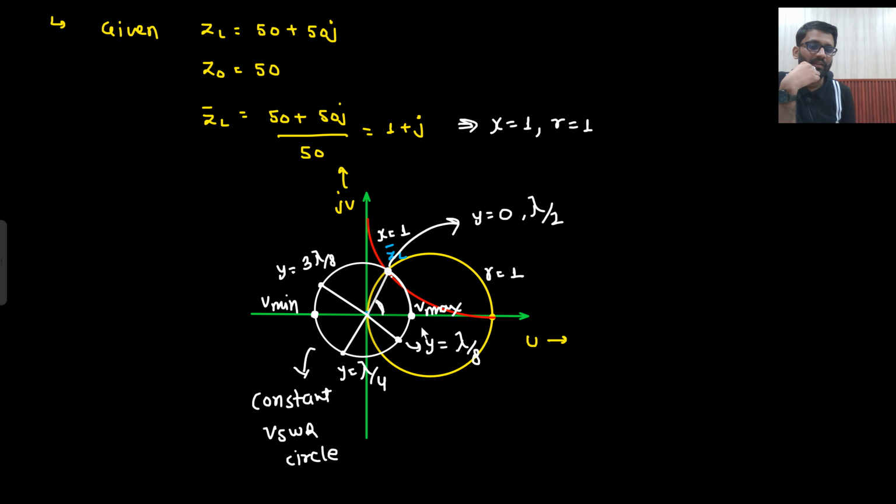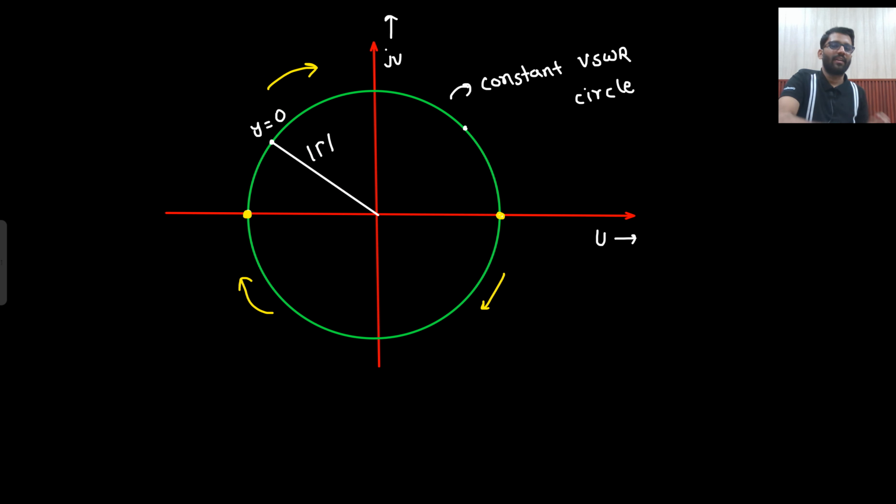And this point is in the upper half of the plane. That means this point is inductive. So certainly I am getting V maxima first. If this point was somewhere here, then first I would have got V minima. And always I will move clockwise only. I will not move anti-clockwise. Always I will move clockwise, because I need to go from load to source. Is that clear to you? All these things are clear. So just this conclusion I have written here.